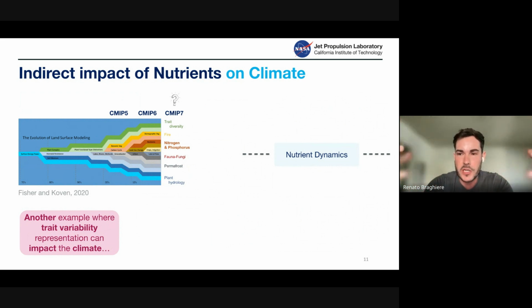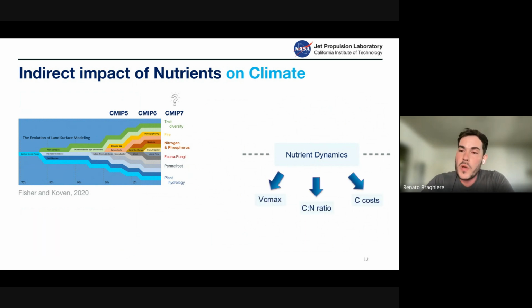But I just want to finish with another example of where traits can be impactful on the climate system. So if we think about the main differences between CMIP5 and 6 models across the board, we can name probably the inclusion of nutrient dynamics as the main thing that is common across every single CMIP6 model now has some sort of nitrogen representation.